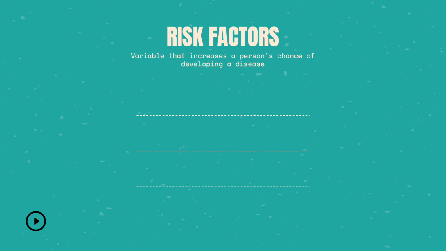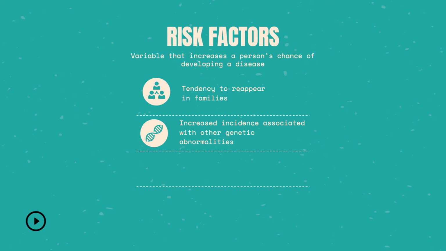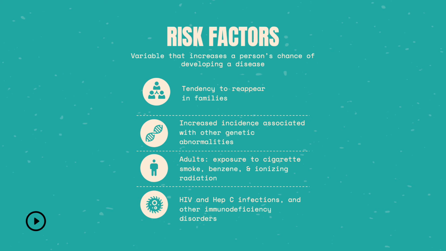Up next are the risk factors. These are variables that increase a person's chance of developing a specific disease. So for acute lymphoblastic leukemia, they are as follows. There's a tendency to reappear in families, an increased incidence associated with other genetic abnormalities, for example, a person with Down syndrome. In adults, long-term exposure to cigarette smoke, benzene, and ionizing radiation. And then those with HIV and hepatitis C infections or other immunodeficiency disorders are at much higher risk of developing acute lymphoblastic leukemia.